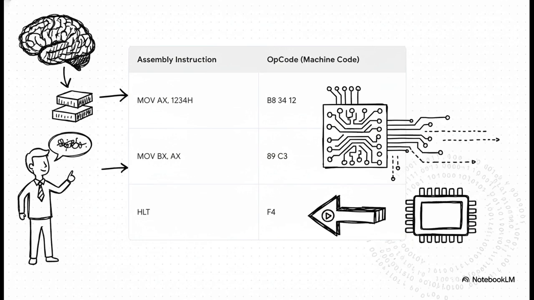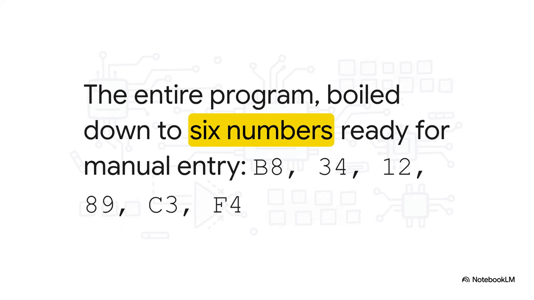The machine code for that specific instruction is B83412. The next line copies that value over to another register, and HLT just means stop, you're done. So, when you put it all together, those three simple instructions boil down to this, a sequence of just 6 numbers. That's it. That's the entire program that M.D. Raju had to communicate to the processor.